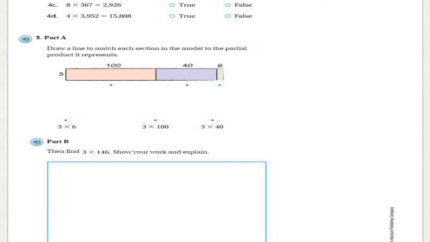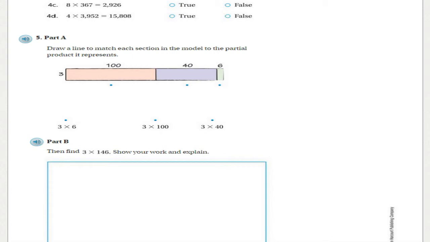So again, this is using the distributive property. So 3 times 100, that's this section here, and I notice it says 3 times 100 here, so these two match up. Okay. The next section here is 40 times 3. So there's my 3 times 40 right there. So I match those two up. And then lastly, 3 times the 6. There's my 3 times 6. So these sections are going to match up just like that.